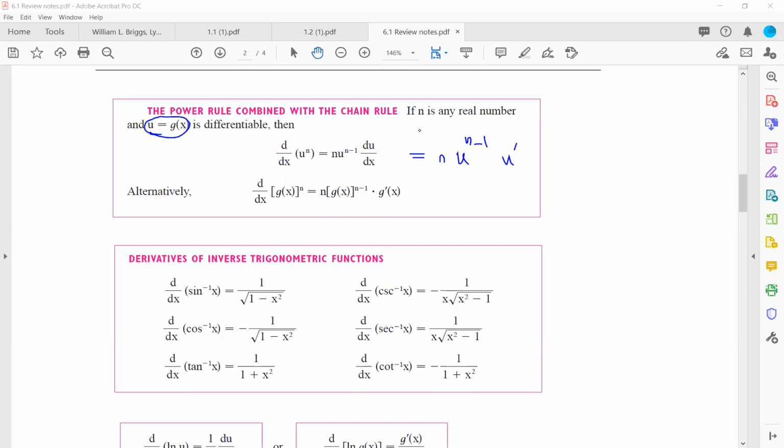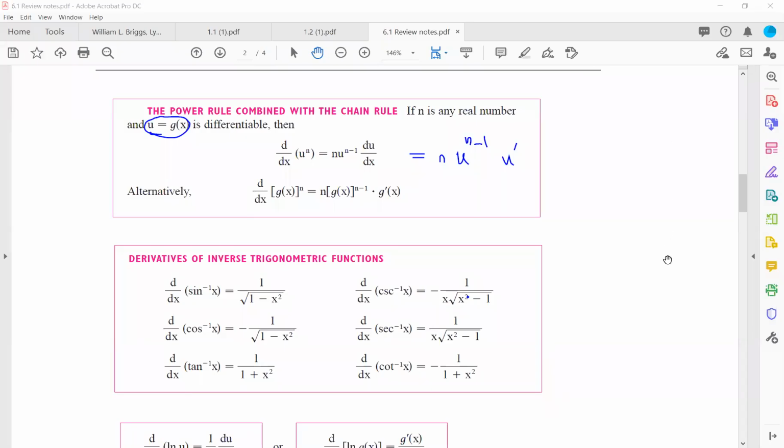The derivative of inverse tangent is equal to 1 over 1 plus x squared. When you have inverse of cosecant, it is negative 1 divided by x times the square root of x squared minus 1. The derivative of inverse secant is 1 divided by x times the square root of x squared minus 1. And finally, the derivative of inverse of cotangent is negative 1 divided by 1 plus x squared.